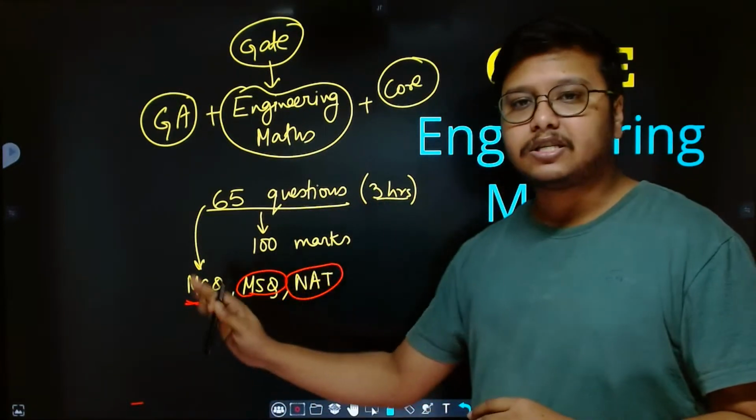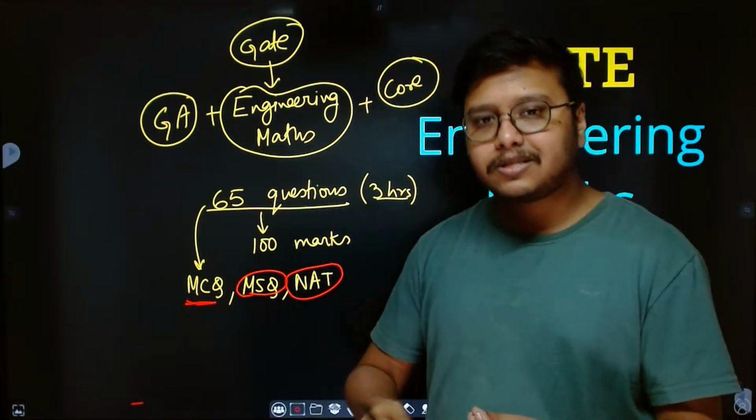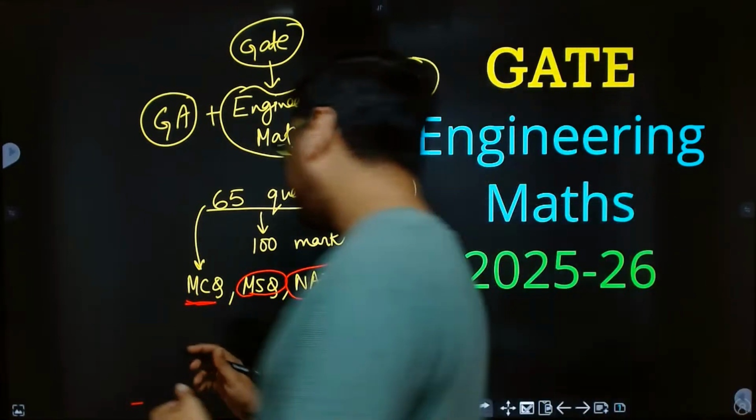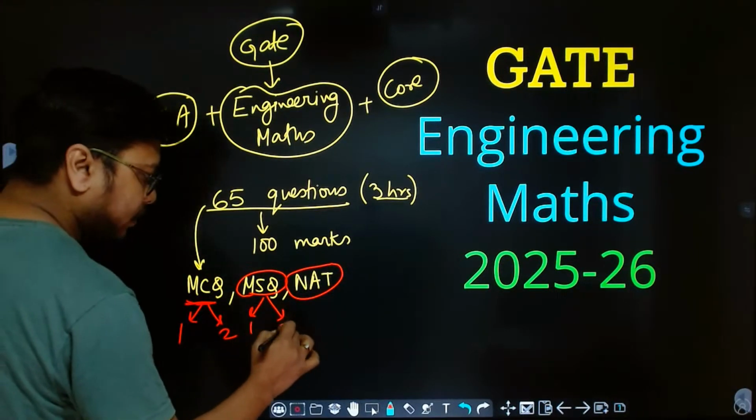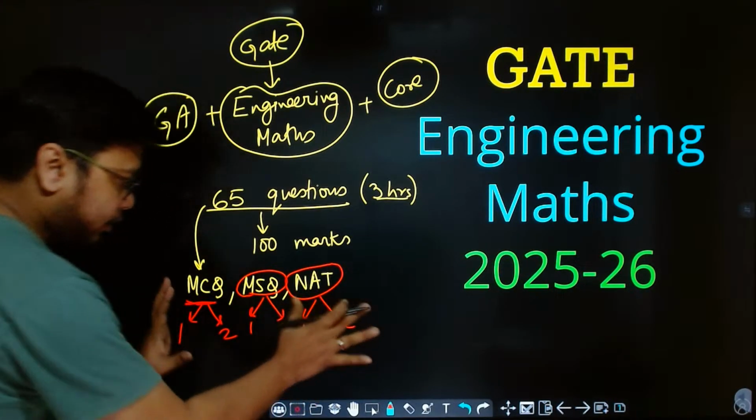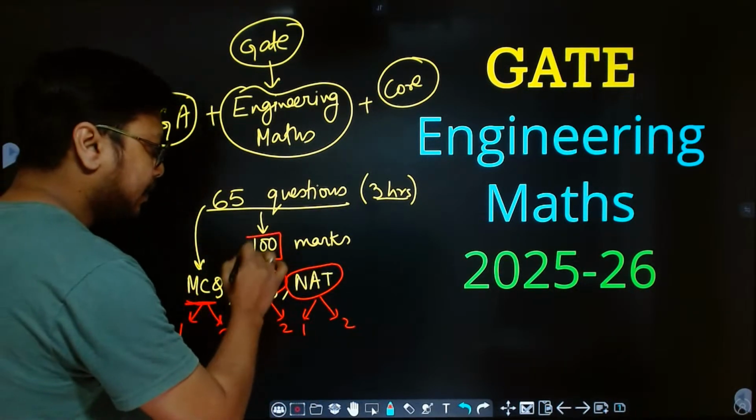Each of these questions will have a 1 mark question or a 2 marks question. Okay, each of them will have 1 mark, 2 mark, 1 mark, 2 mark, 1 mark, 2 mark, and together it will create 100 marks. Okay.